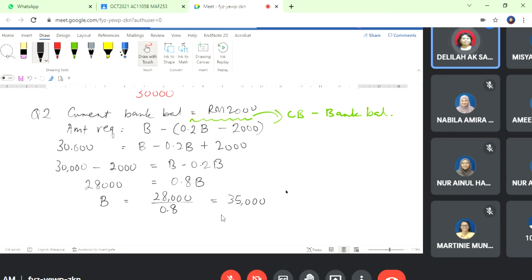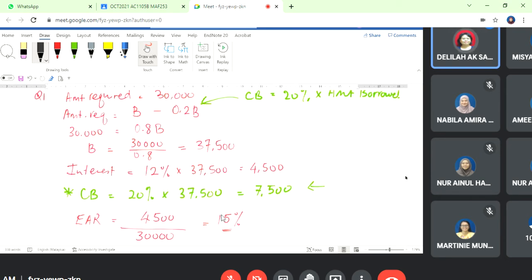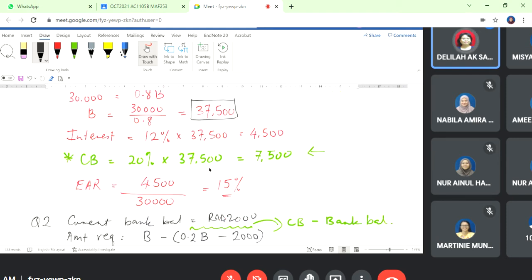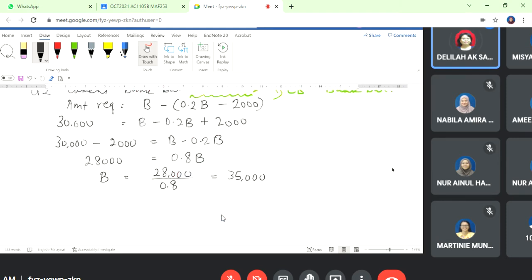So what you notice here, okay, adalah satu, the amount that you borrow when you don't have any money in the bank for compensating balance, the amount that you have to borrow is higher, 37,500. Apabila kita ada sedikit wang dalam bank tu, the amount that we borrow will be less, 35,000. Okay, so once we have the amount borrowed, we need to calculate the interest.